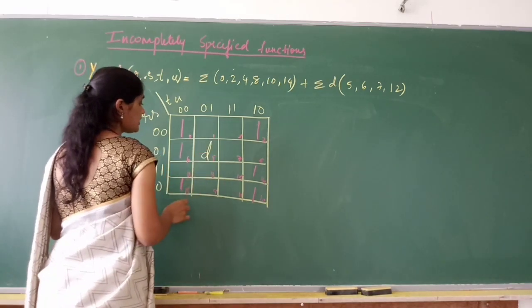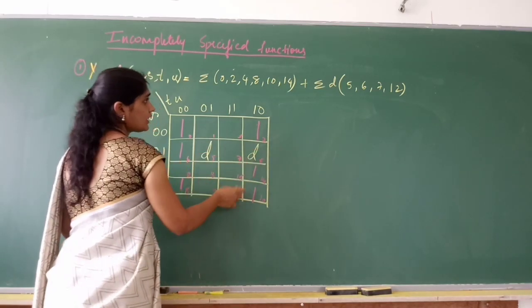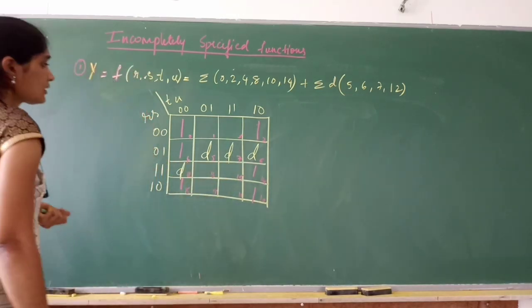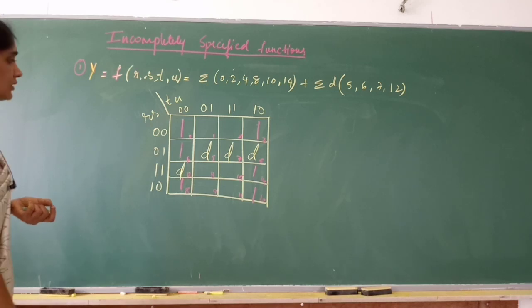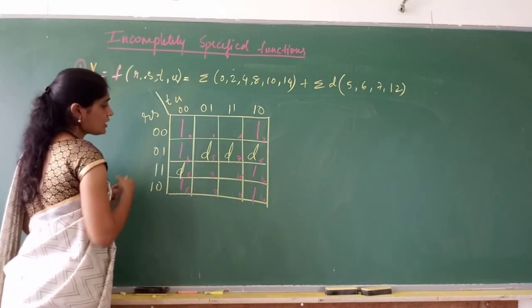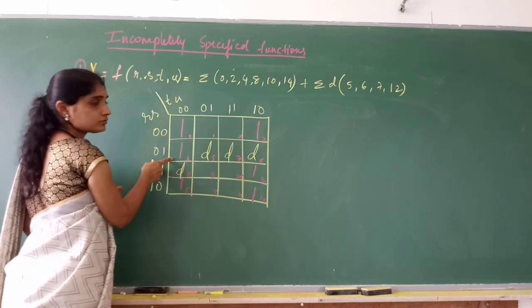5 is a don't care term. 6 is a don't care term. 7 is a don't care term. 12 is a don't care term. Now, how do we group 0? Can I group it with 4?